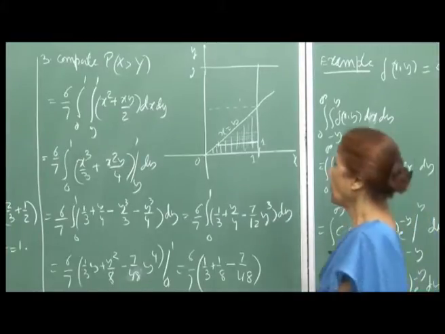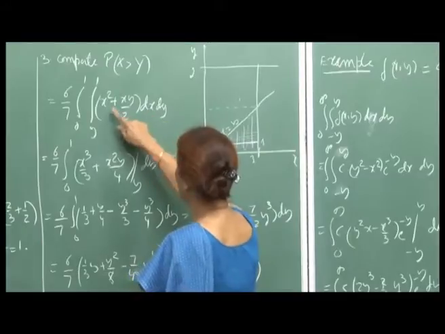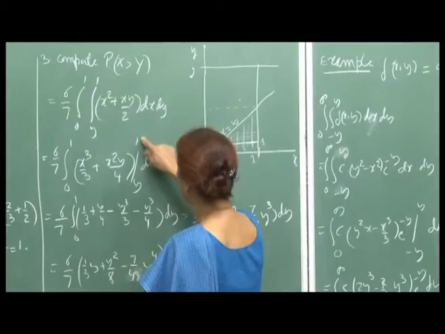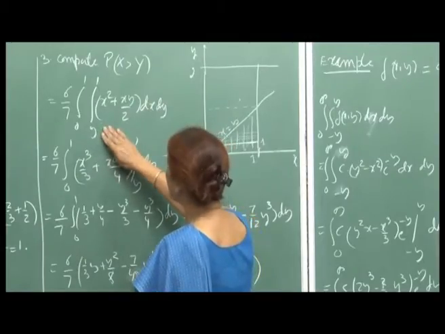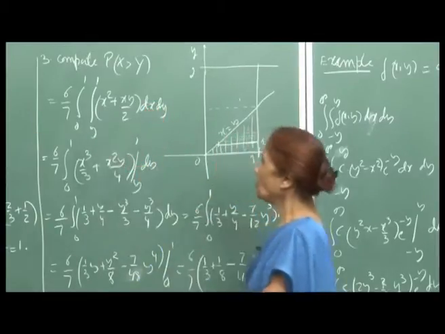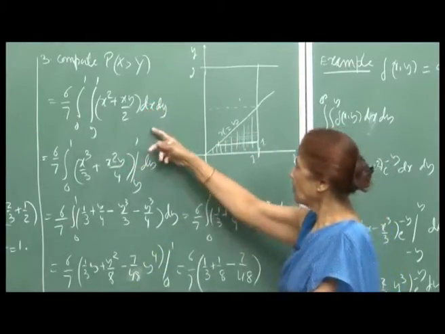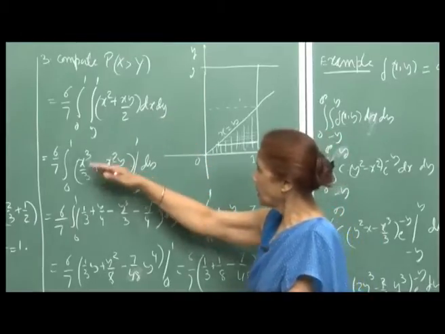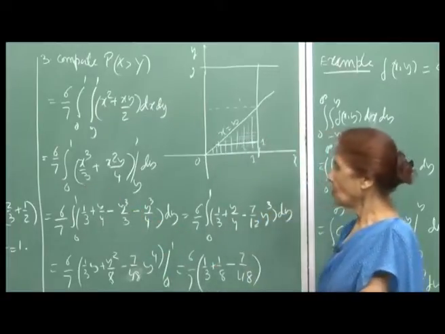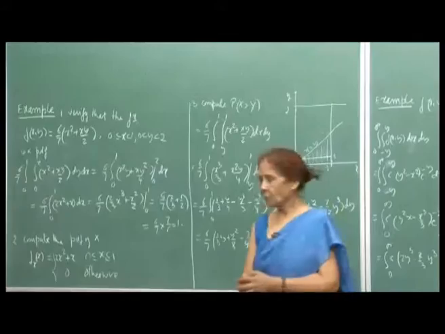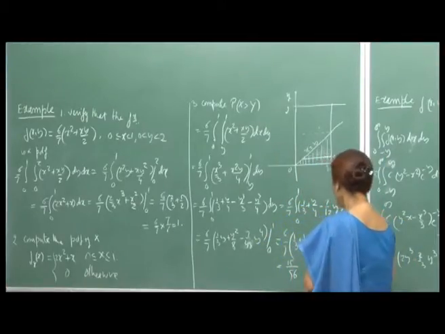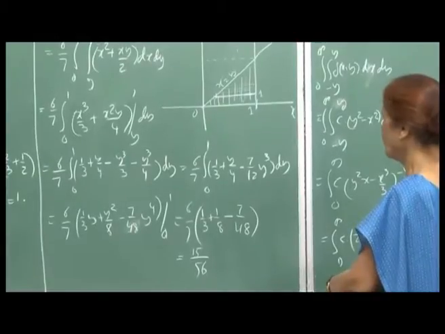Okay. So, integration with respect to x gives me x cube by 3 plus x square y by 4 from y to 1, and that is important because I must integrate with respect to x first, since the limits for x are in terms of y. So, I will first integrate with respect to x and get a function of y, and then I integrate with respect to y. This has to be the order, and you must keep this in mind. Okay. And finally, this comes out to be 15 upon 56. So, the arithmetic should be correct.